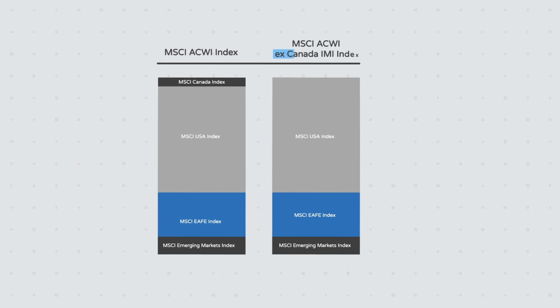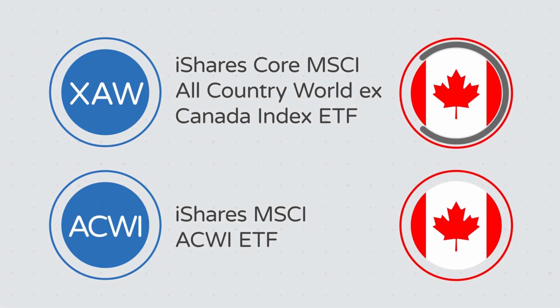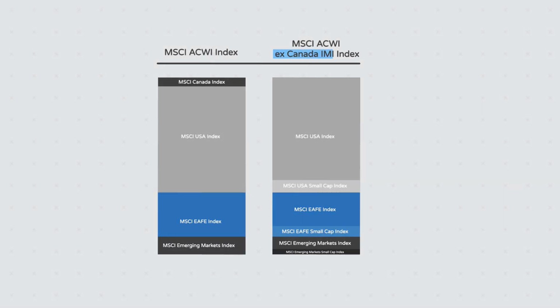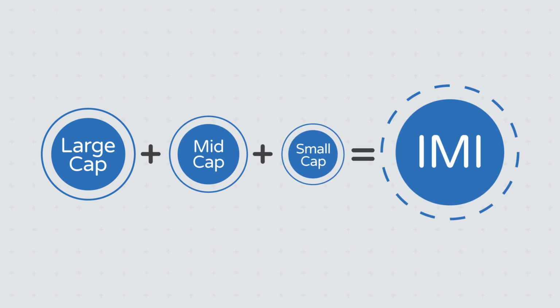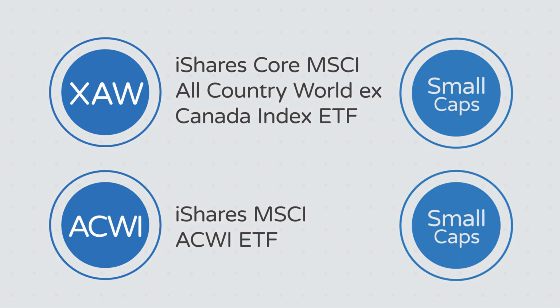1. The ex-Canada in the name indicates that Canadian stocks are excluded from the index, so XAW excludes Canadian companies while ACWI includes them. This exclusion is a nice feature for Canadian investors who may already have an extreme home bias. 2. The IMI in the name, which happens to stand for Investable Market Index, indicates that the index tracks large, mid, and small cap stocks, while ACWI tracks just large and mid cap stocks. So XAW includes small cap stocks, while ACWI does not.